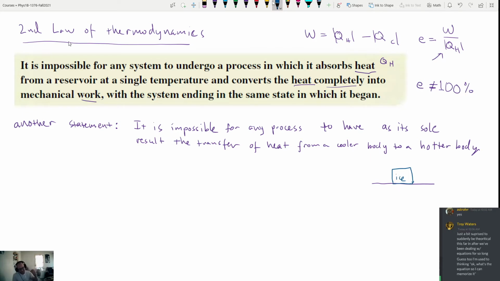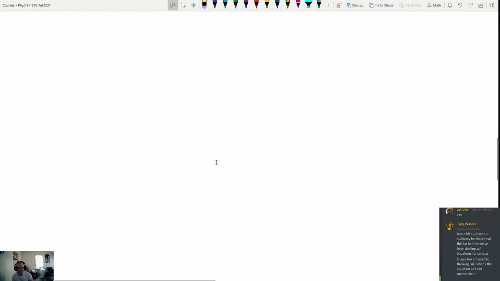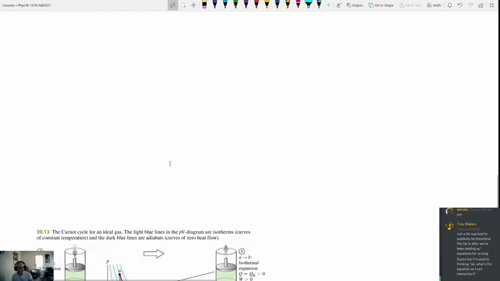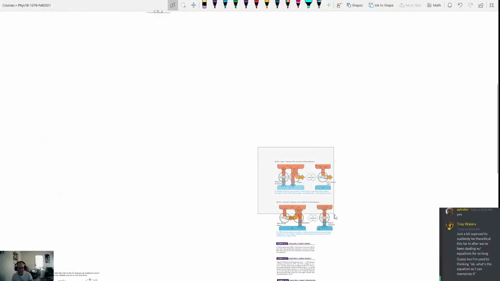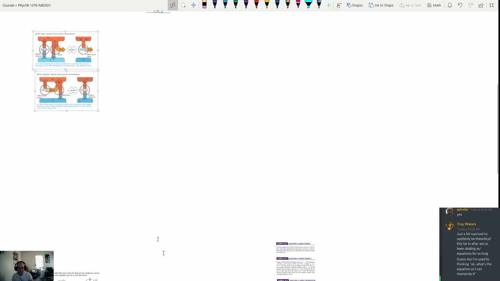So there are some pictures here that your book has for this stuff. Oh, maybe I put them over to the side. Let me see if I can find them. These ones here. Okay.